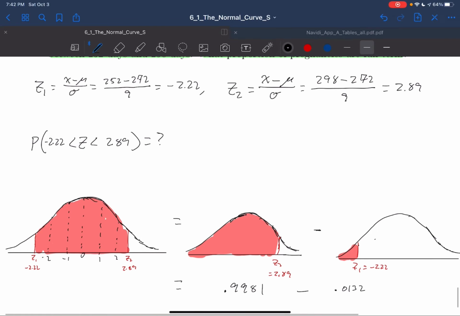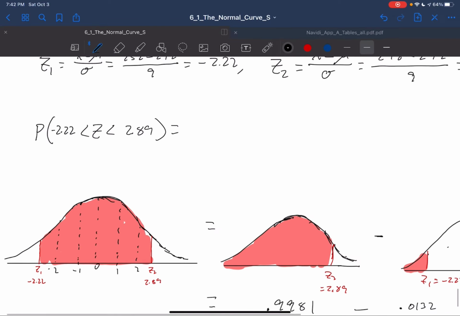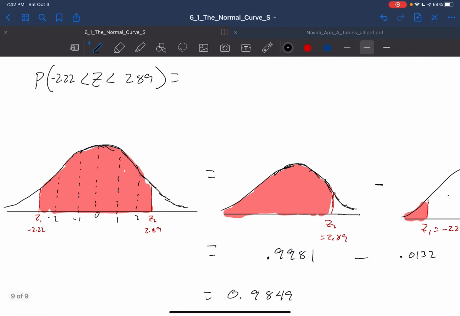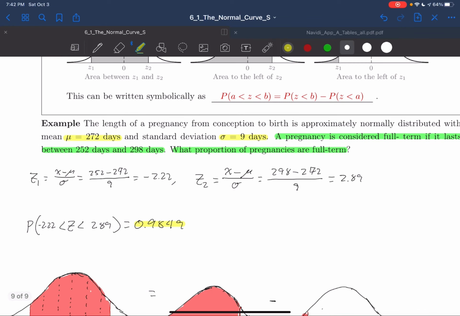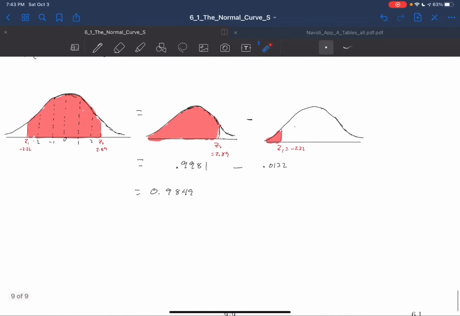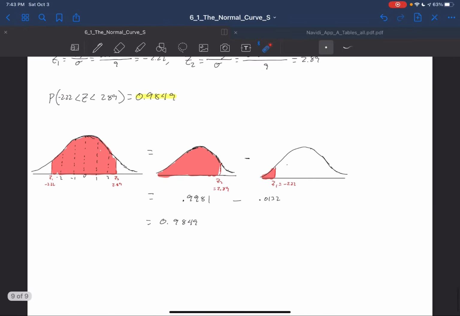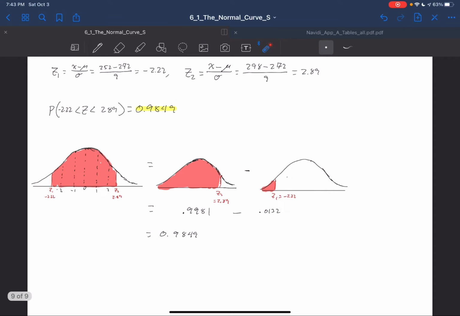So here, the probability of a value between negative 2.22 and 2.89 is 0.9849. But how do we interpret this? Well, we can say that the proportion of pregnancies that are full term is about 98.49%. Let's talk about what we learned in this section. We learned basically three things: how to find area to the left of z-scores, to the right of z-scores, and in between. These are really important to find probabilities and proportions.